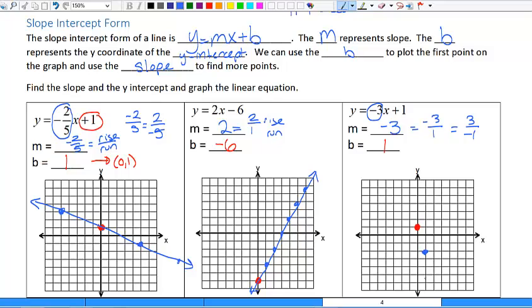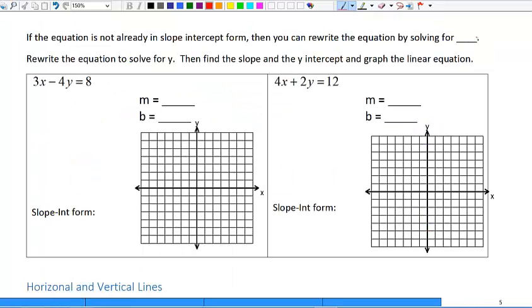I can keep doing that, down 3, right 1, down 3, right 1. Or I could follow this instruction, which says up 3, but left 1. Up 3 and left 1. And that makes a nice, long, pretty line, so I can draw a line through it. Don't forget your arrows, please. Now, if the equation is not already in slope-intercept form, then you can rewrite the equation by solving for y.